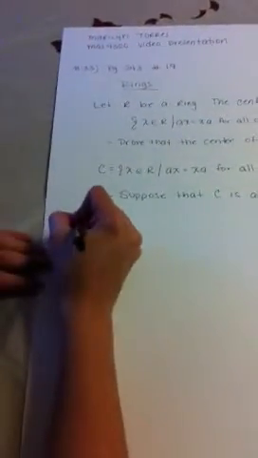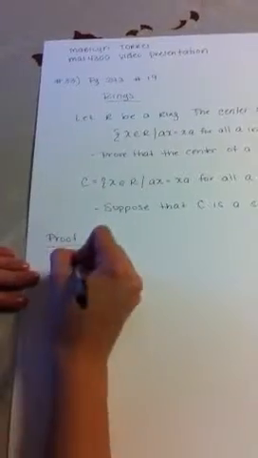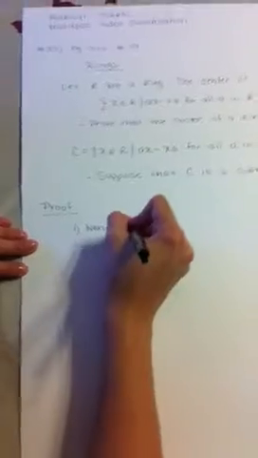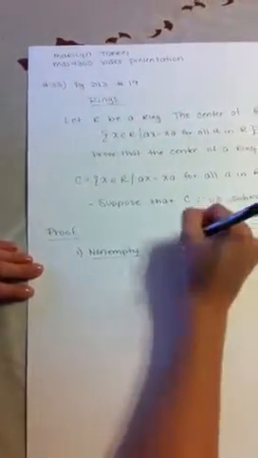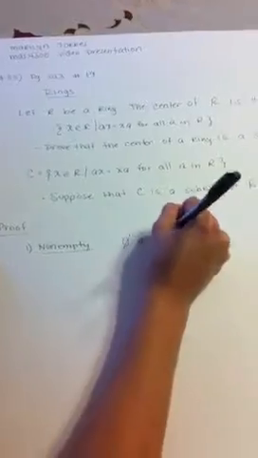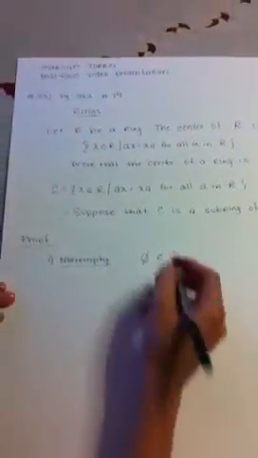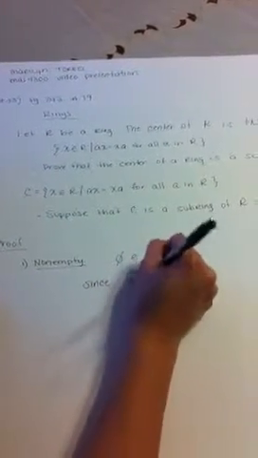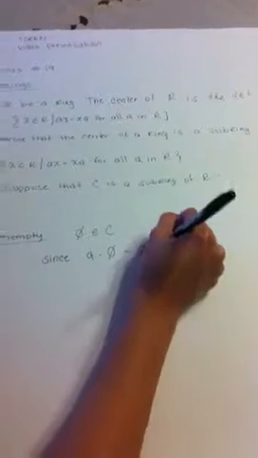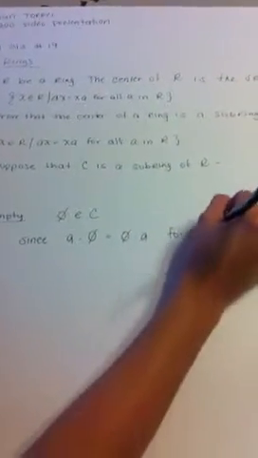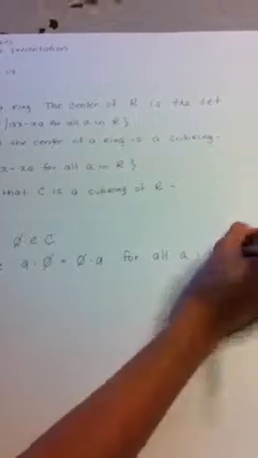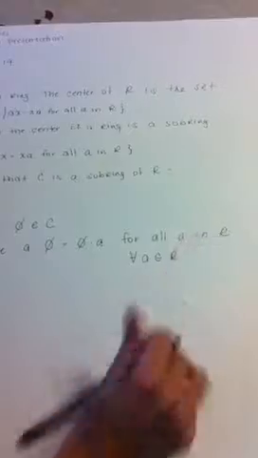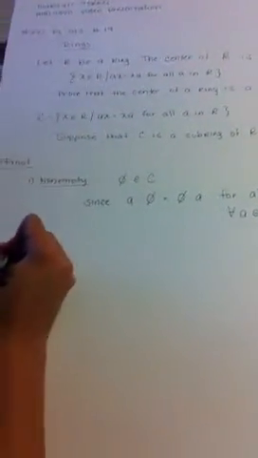We have to prove three things in our proof. The first thing we have to prove is that this is a non-empty set. It has to be non-empty. So we're going to show that 0 belongs to C, which is the center, which is our set. Since A times 0 equals 0 times A for all A in R, that shows that our set is non-empty.